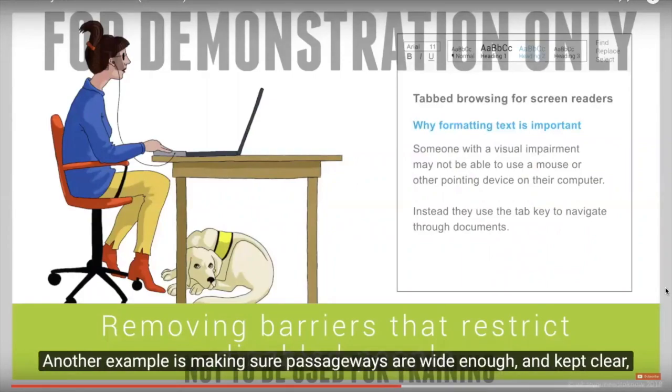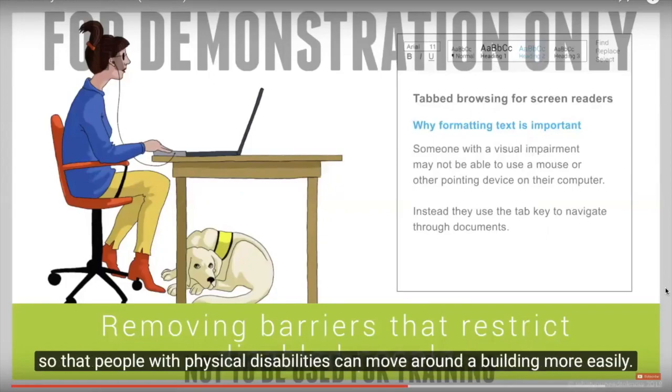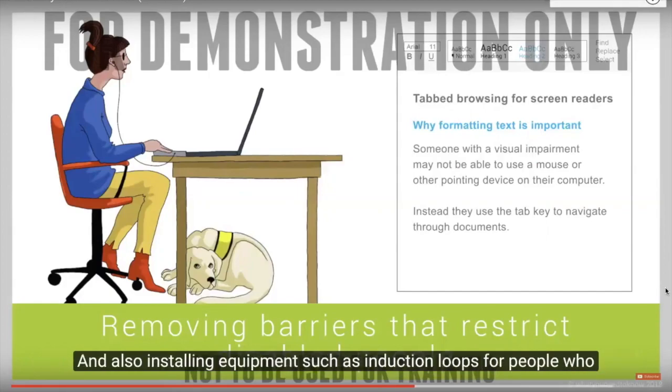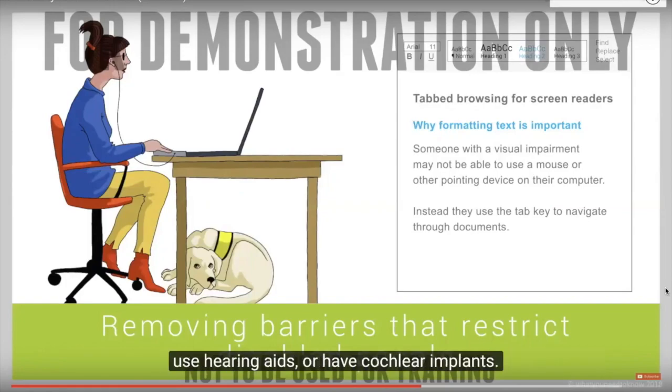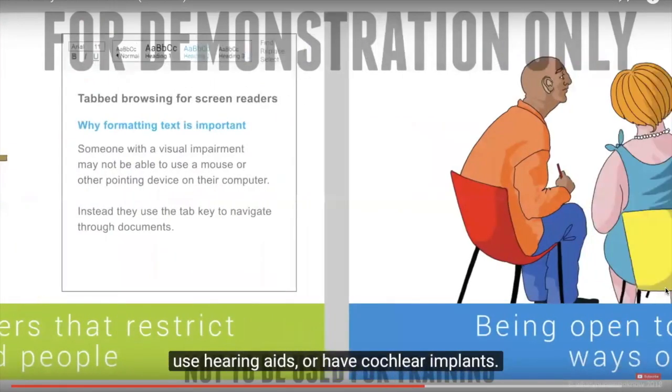Another example is making sure passageways are wide enough and kept clear so that people with physical disabilities can move around a building more easily. And also installing equipment such as induction loops for people who use hearing aids or have cochlear implants.